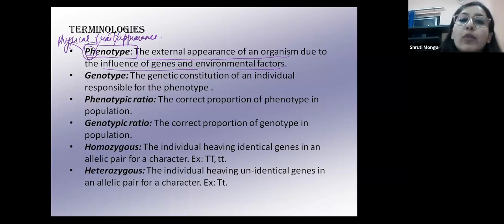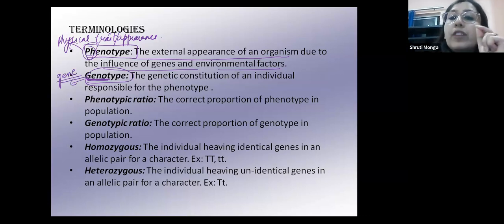Moving on to the next term, that is genotype. Again, a memory tip for you. The word genotype is related to genes. That means the genetic makeup of the individual. Phenotype was physical appearance, how the organism looks, the external appearance, whereas genotype is the genetic makeup of that individual. What is the genetic constitution of that individual? The genes, the makeup of the genes. What sort of genes are present in that individual is the genotype of that individual.